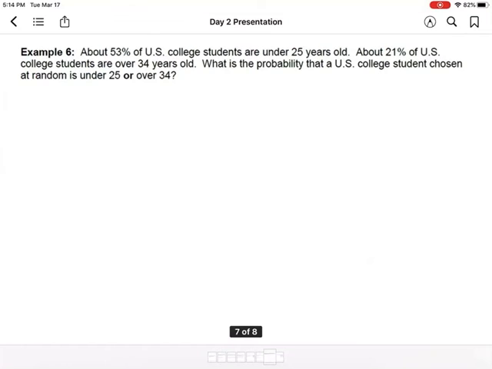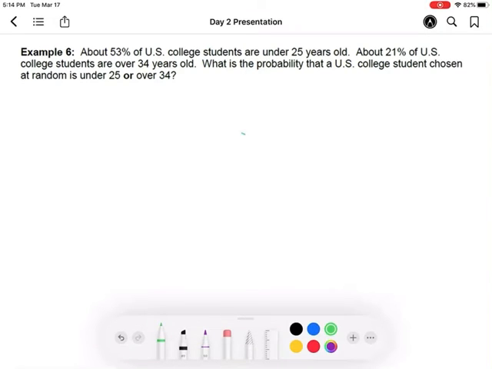All right, moving along. Example 6, we're almost there. About 53% of college students are under 25 years old. About 21% of U.S. college students are over 34 years old. What is the probability that a U.S. college student chosen at random is under 25 or over 34? So we're doing or probability again. So, the probability of being less than 25 or greater than 34.